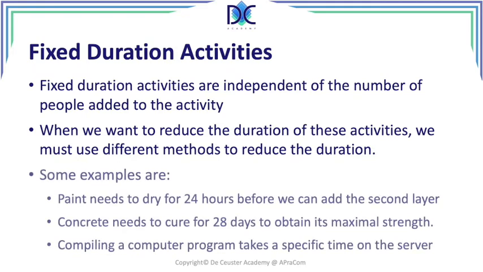What are some examples? For example, we have paint that needs to dry for 24 hours. It's typical for the paint because it will dissolve. So before we can put a second layer of paint, we have to wait 24 hours or as specified by the producer of the paint.